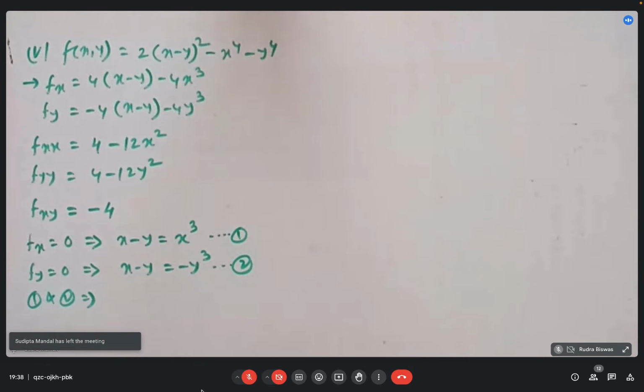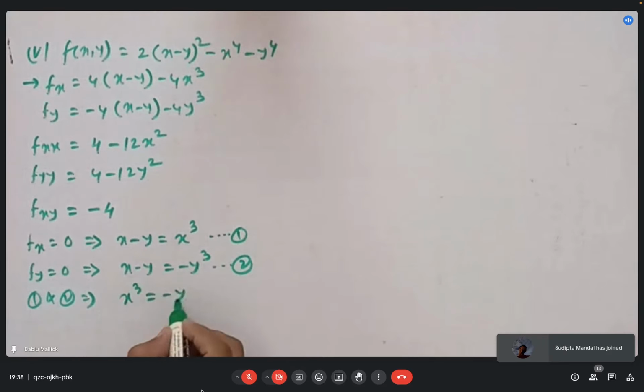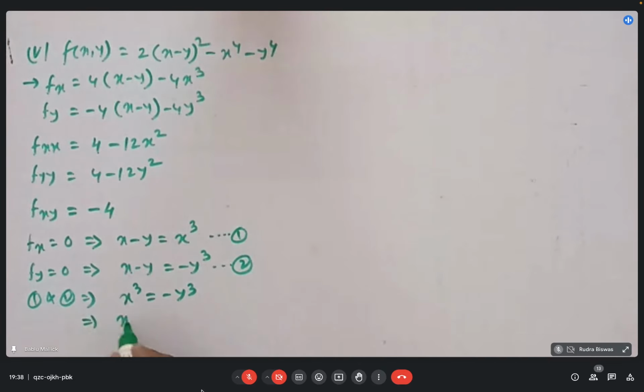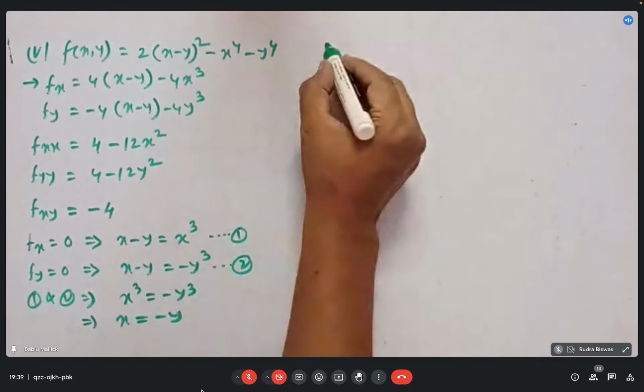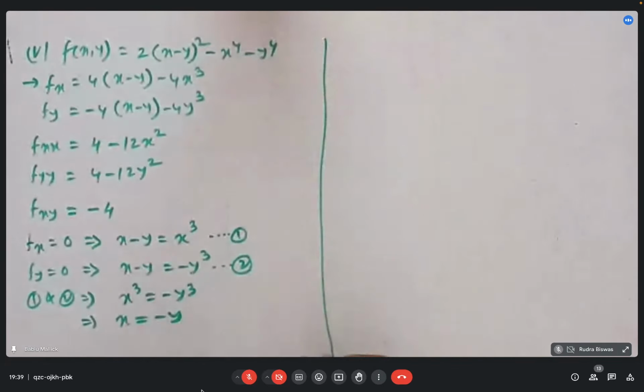Write this: from 1 and 2 what are you getting? x cube is equal to minus of y cube, that is x is equal to minus of y. So what are we getting?